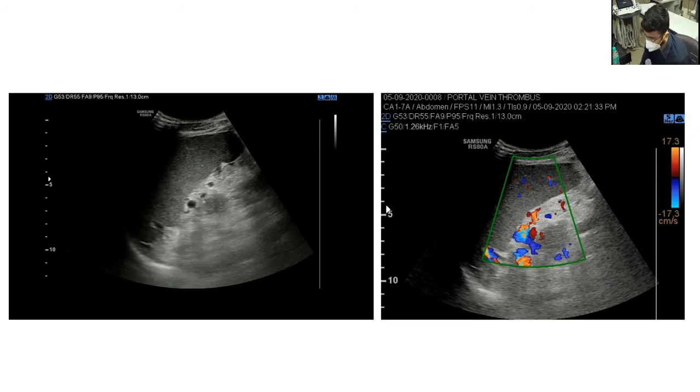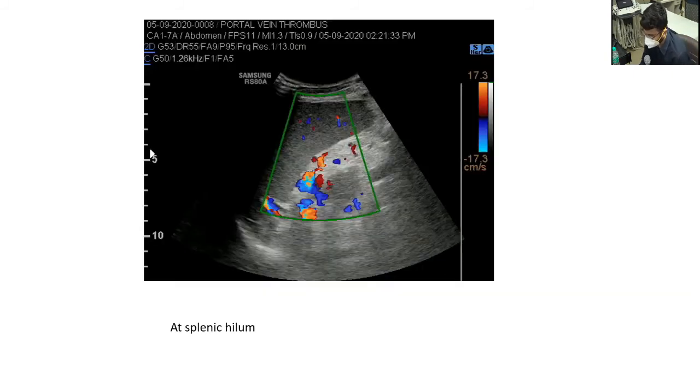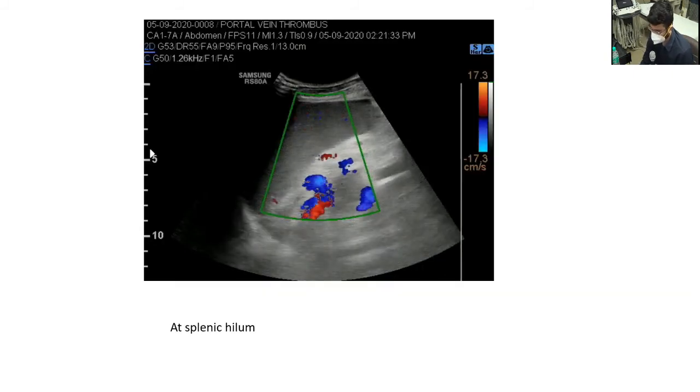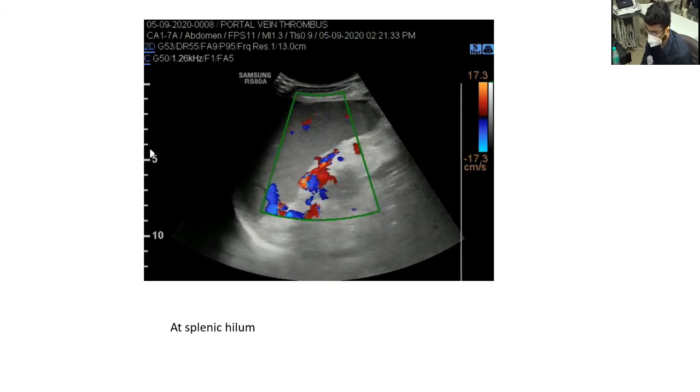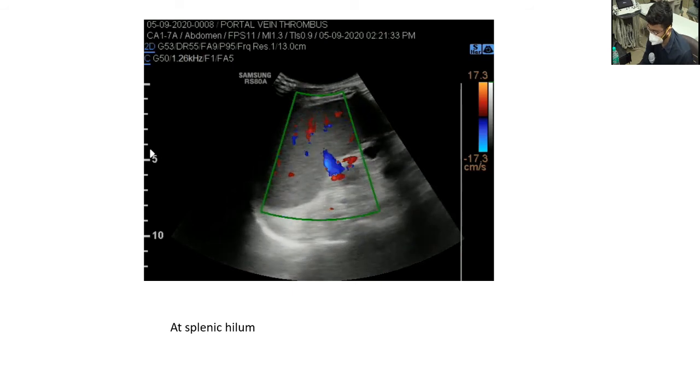Now at the splenic vein, at the spleen there were few collaterals noted with dilatation of the splenic vein. Here we can see there are few collaterals. Now the splenic vein has no thrombus, the splenic vein is normal, and there are multiple collaterals noted around the splenic hilum.